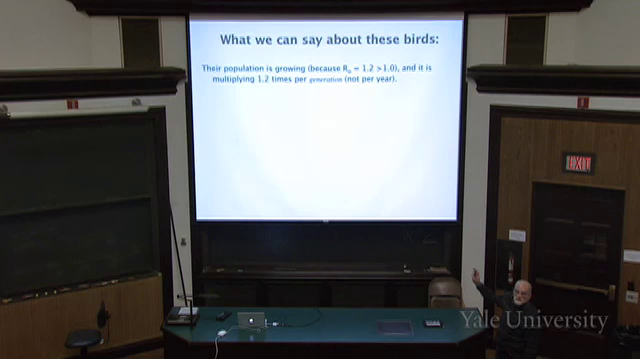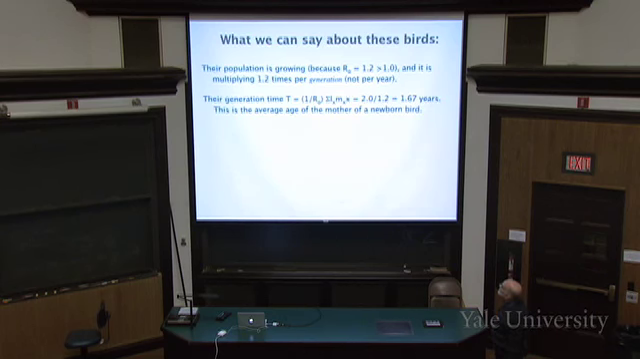So just based on this, we can make several interesting statements. Their population's growing, okay? And that's because 1.2 is greater than 1.0, and it is multiplying 1.2 times per generation, not per year, but per generation. We can calculate the generation time with this formula. So we just divide the sum of LX MX times X by R naught. That turns out to be 1.67 years, and the meaning in words of generation time in demography, it's a technical meaning, is the average age of the mother of a newborn. So that's the average age of the mother of a newborn.